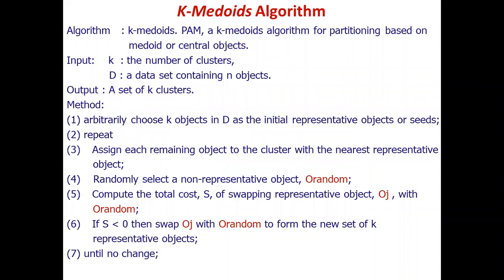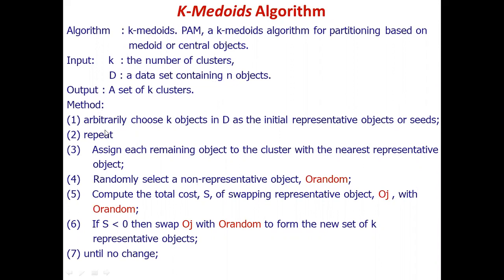This is an algorithm. Here we have two inputs, k and D. K is the number of clusters which is defined by the user. D is a data set containing n objects. The output of this algorithm is a set of k clusters.